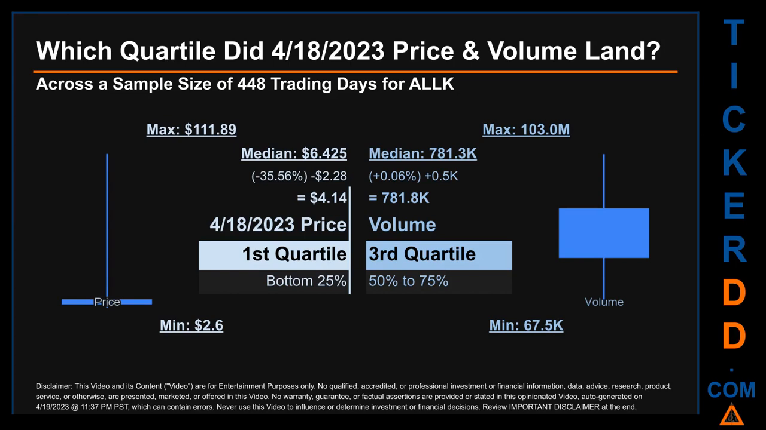Quartiles tell us about the spread of a data set by breaking that data set into quarters, just like how the median breaks the set into half. Descriptively, ALLK has a median price of $6.425. Therefore, April 18, 2023 price was lower from that middle marker by 35.56%. The day's volume of 781.8 thousand was more than the median by 0.06%.